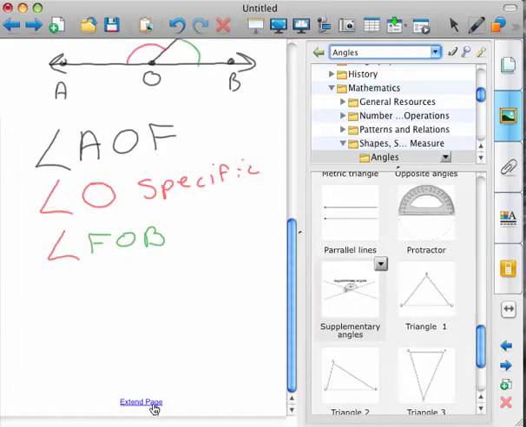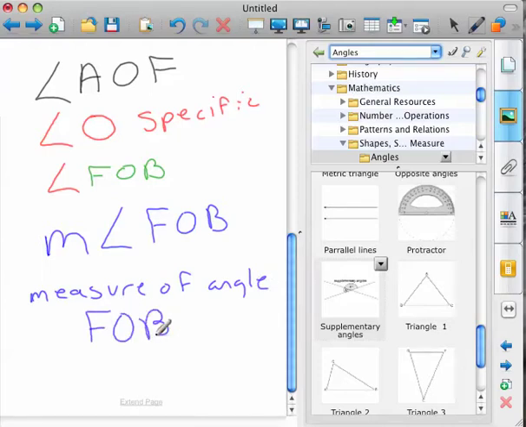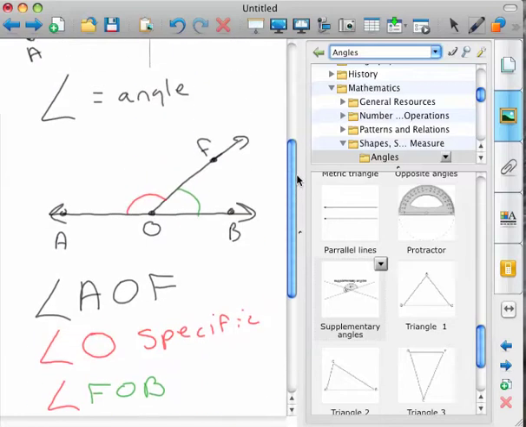Now, some texts will also use this symbol, an M, with an angle after it, and then say FOB. Okay, this is a scalar amount. They actually want to know the angle. M means, you can translate this to measure of angle FOB. So they want to know the measure. So you get your protractor and measure it.